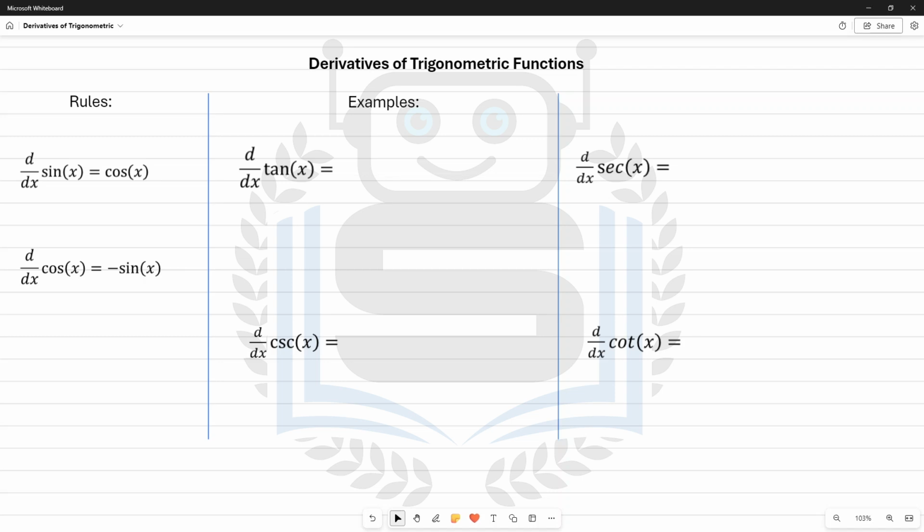In this video, I want to explain the derivatives of trigonometric functions. So let us start. Firstly, we have two rules. The derivative of sine x equals cosine x, and the second rule, the derivative of cosine x equals negative sine x. Only two rules, just memorize them. The derivative of sine x equals cosine x, and the derivative of cosine x equals negative sine x.